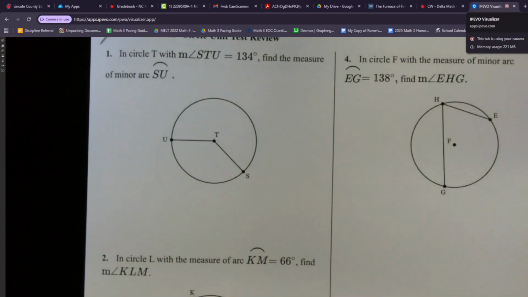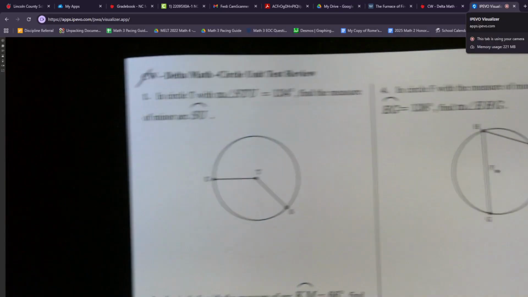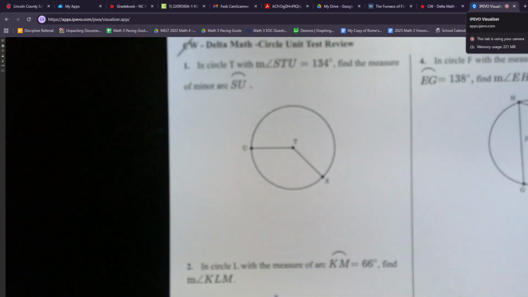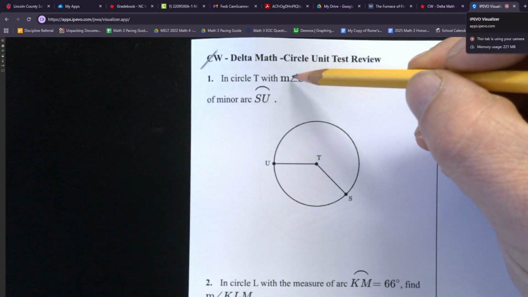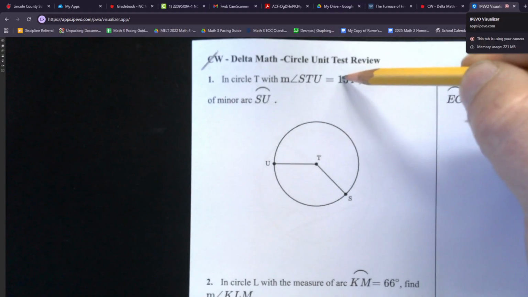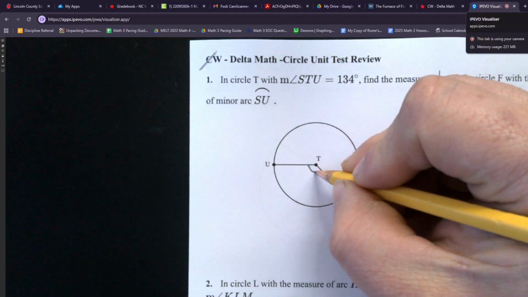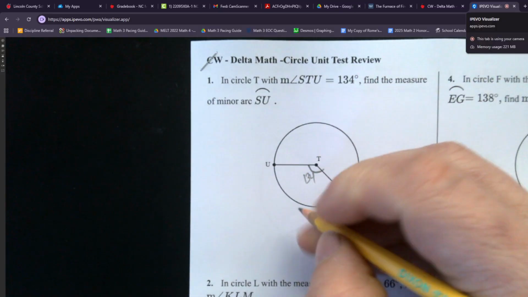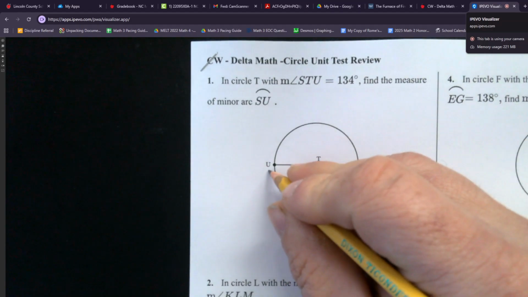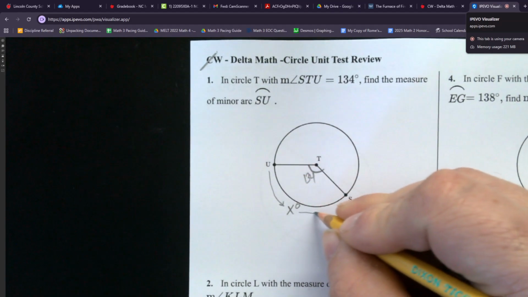All right, Matt 3. Real quick for the circle unit test review, I'm going to go over some of those things with you. In circle T, with the measure of angle STU being 134, find the measure of minor arc SU. So they're wanting to know what this is.